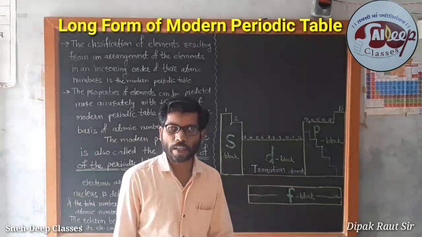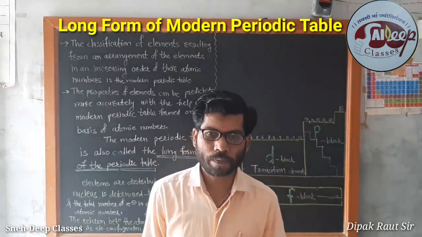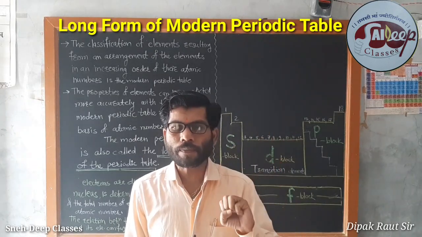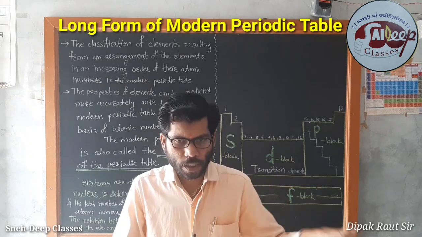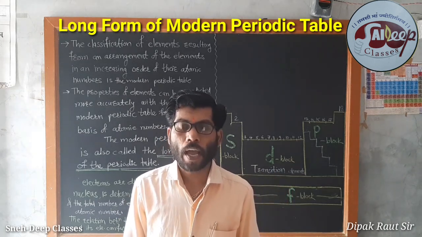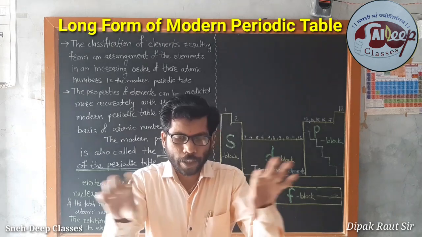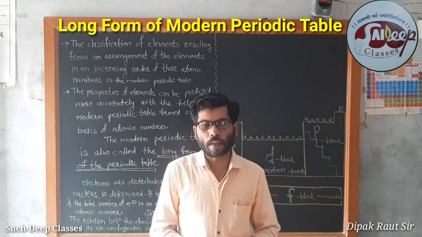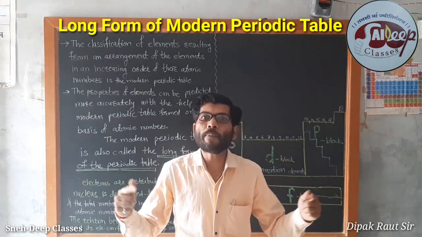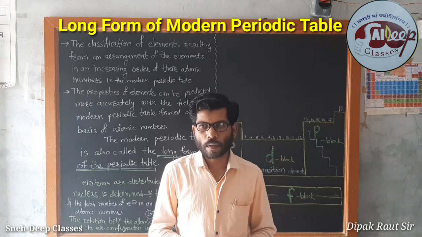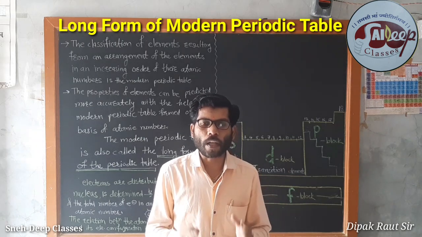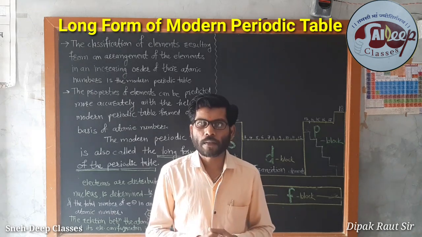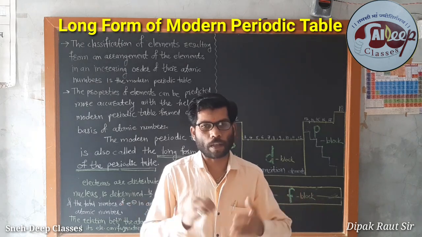Now, the relation between the atomic number of an element and its electronic configuration is clearly seen in the modern periodic table or long form of the periodic table. Electronic distribution in the cells, that is the electronic configuration, and atomic number are related to each other, and this can be clearly seen in the long form of the periodic table. Hence, we now need to learn the modern periodic table.